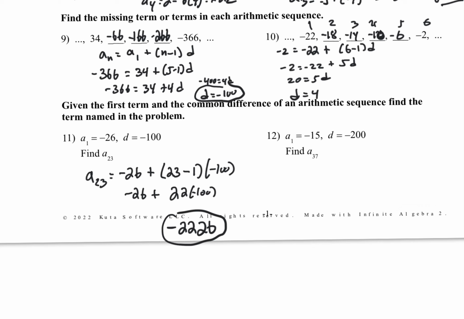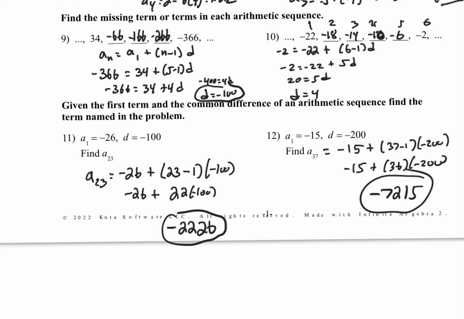The next one, a to the 37, is going to be negative 15 plus my n value, 37 minus 1, times negative 200. So that's negative 15 plus 36 times negative 200. Break out the calculator. Negative 7,215. Okay.